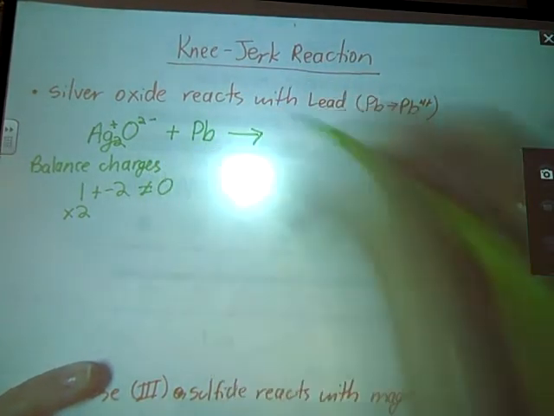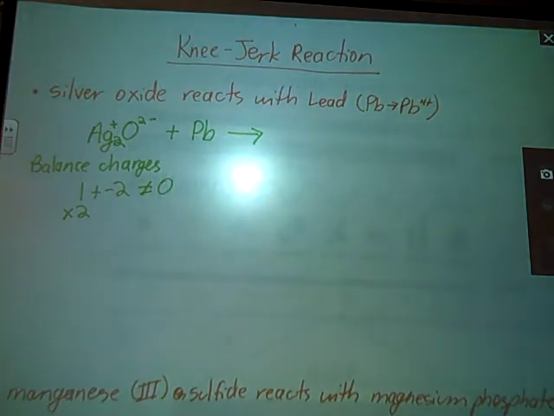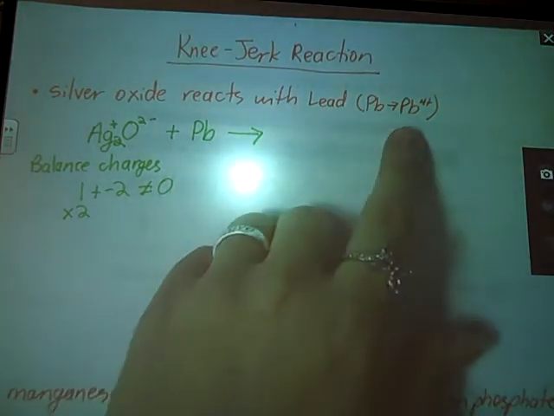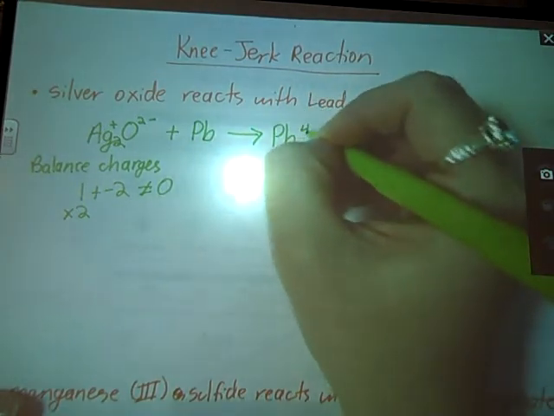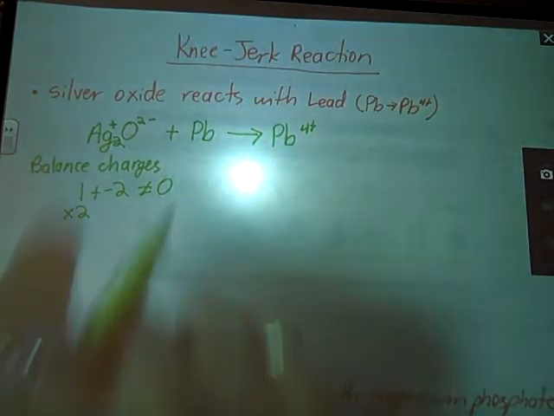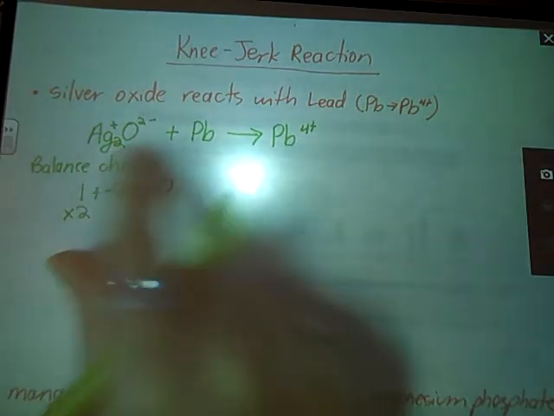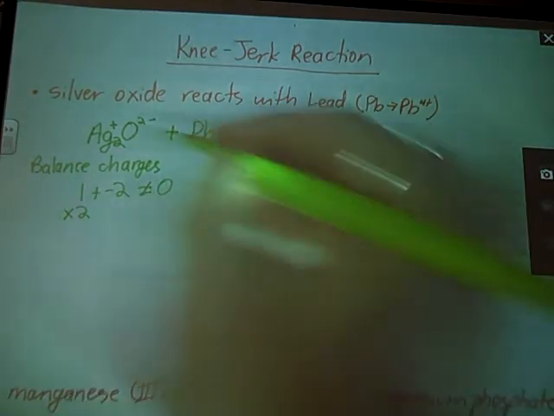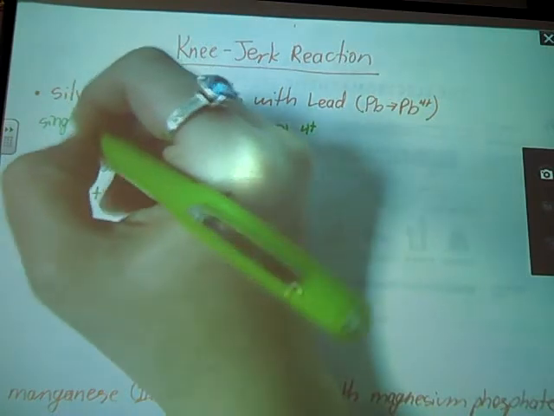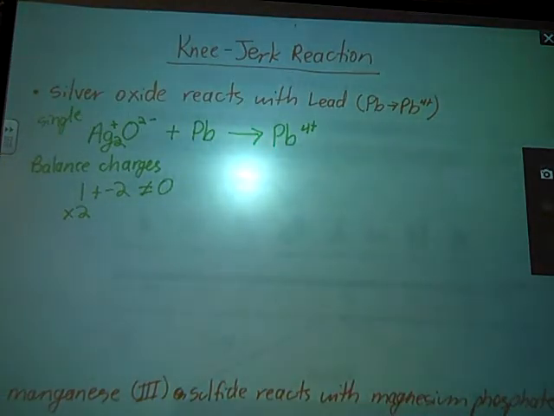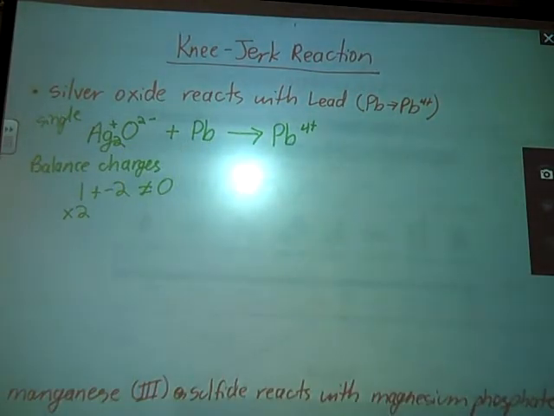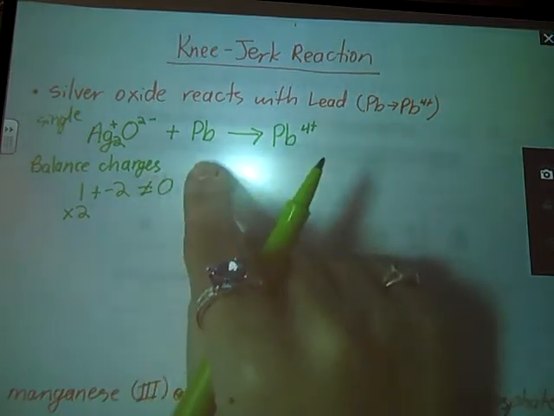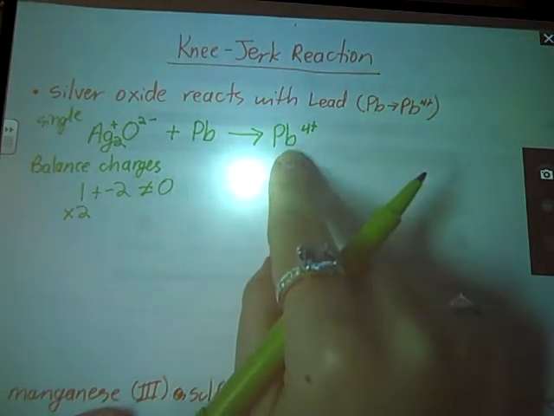Now lead, as just a metal, has no charge. It's not until after I cross this arrow that the lead will pick up this +4. So the next time I write lead, he will have his +4 charge. Since this is a compound and a single element, I know this to be a single replacement reaction. Double replacements require 4 different ions. This only has 3. 1, 2, 3. So, single replacement means like replaces like.